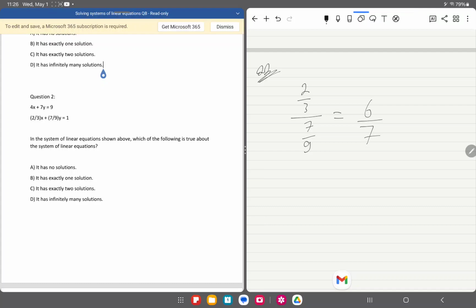This one has 6 over 7, 4 over 7. They're not equals. And the last one, it's 9. Yeah, 9 over 1. So no, one solution. Sorry, one solution. This one is not equals to this one. It's not equals to 9 over 1. So I've got one solution. Okay.